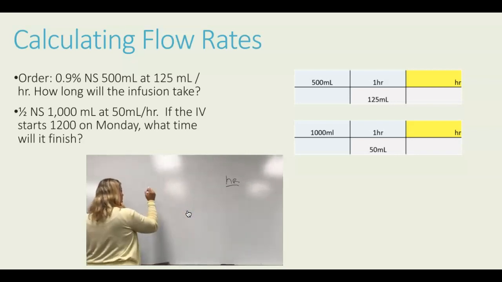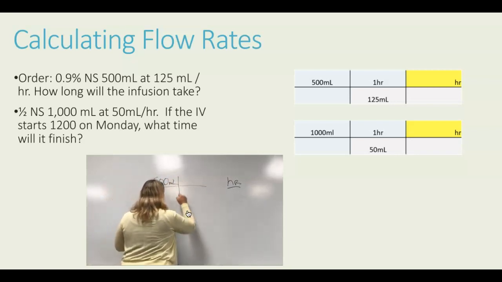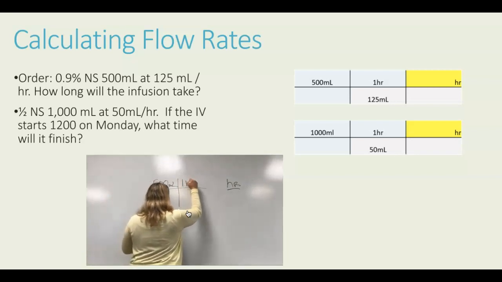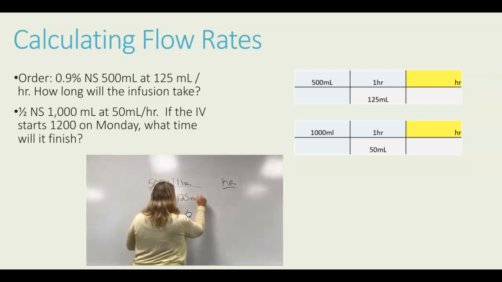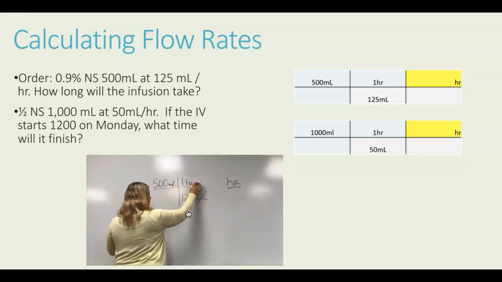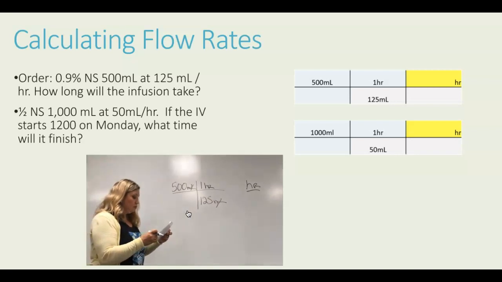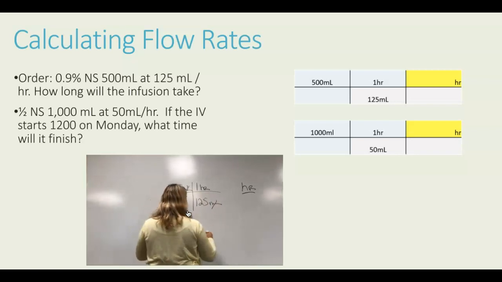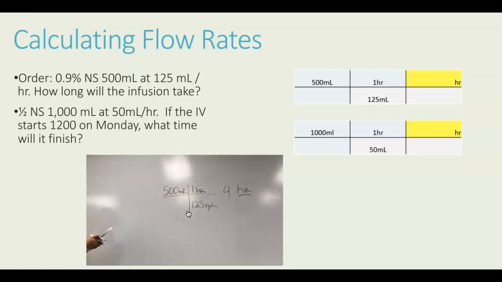So let's set this up. The total that I have to infuse is 500 mils, and it wants to know how long it will take to put this in our client if we're running it at 125 milliliters per hour. Okay, so if I set up my problem like that, my mils will cancel out and I'm left with hours by itself. I've used all that information in my problem, and we'll go ahead and solve it. 500 times 1 divided by 125, and that will be 4 hours. So I'm left with hours all by itself.